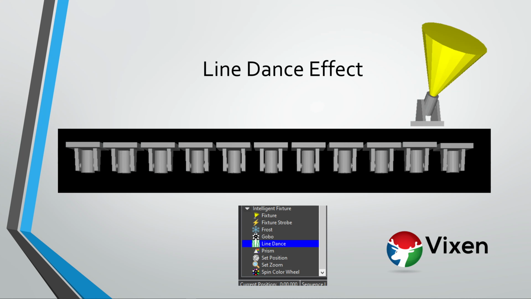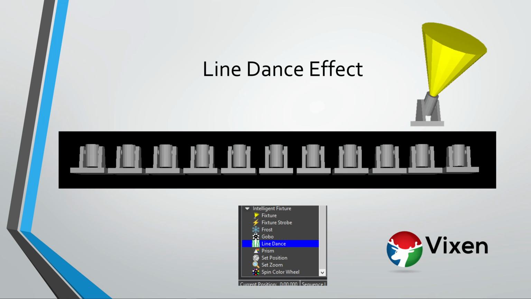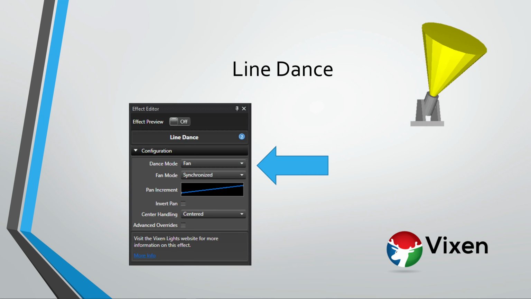The effect we are going to explore is named Line Dance. In the Effects pane, it is located with the other intelligent fixture effects. This effect is intended to target a group of moving head intelligent fixtures that are physically oriented in a line. Here we see the settings for the Line Dance effect.